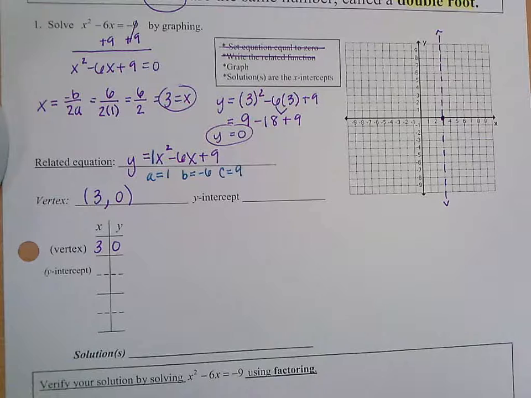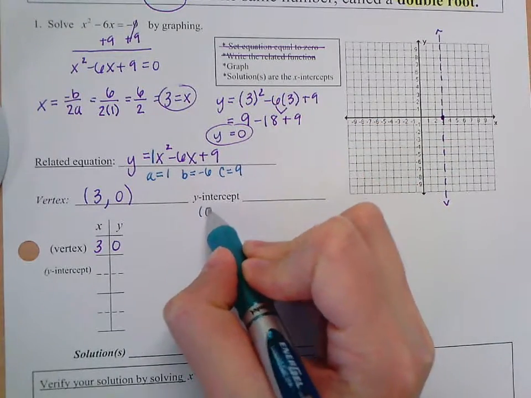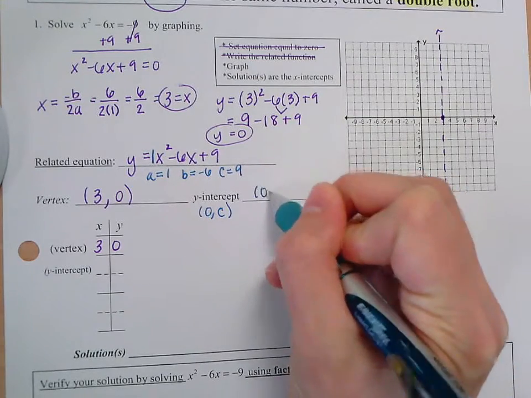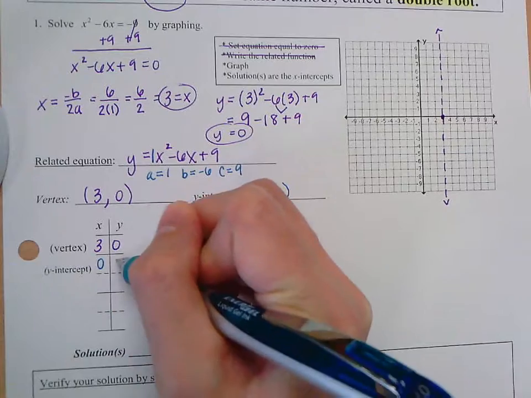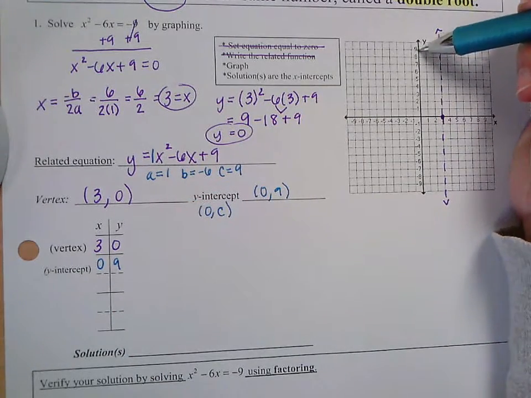Okay, and then what is the y-intercept? 9. Yes, y-intercept, remember, is your c value, which is 9. So (0, 9). So I can plot that. It's on the y-axis at 9.